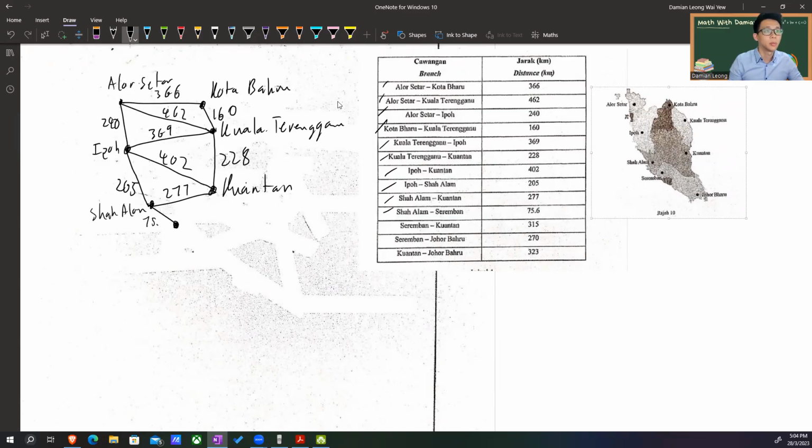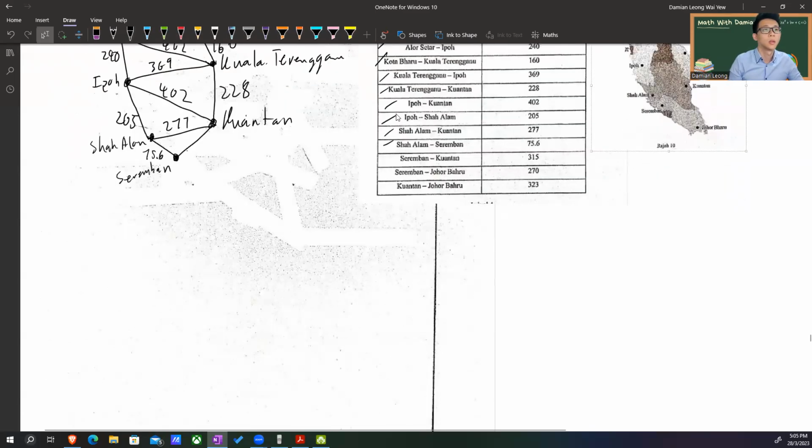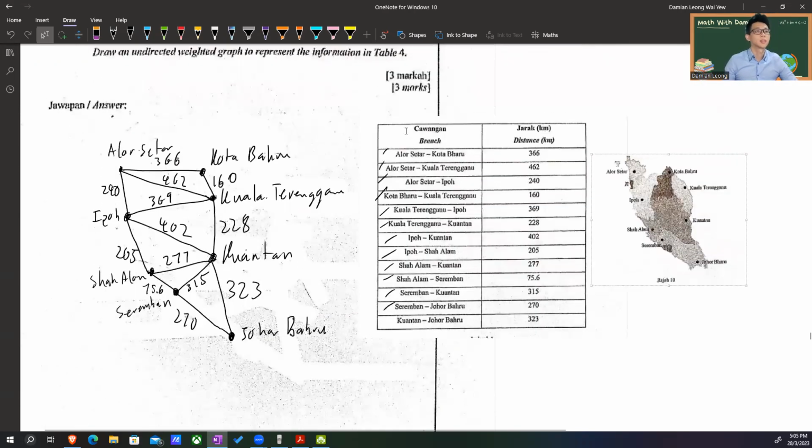And Shah Alam to Seremban is 75.6. Seremban Kuantan, 315. And Seremban Johor Bahru, 270. Kuantan Johor, 323. Yeah, basically like this. Okay.